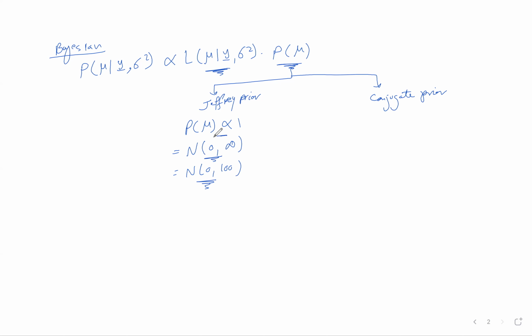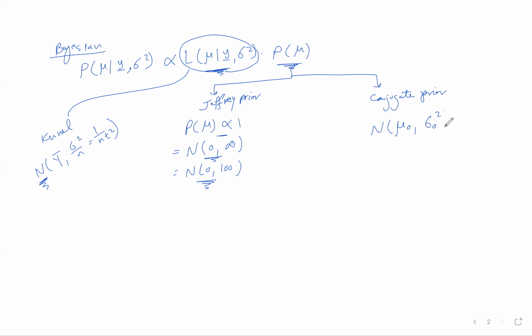What about the conjugate prior? The conjugate prior is the normal distribution, because when we looked at this likelihood, we found it is a kernel of a normal distribution with mean y bar and variance sigma squared divided by n, or in terms of tau, precision is 1 divided by n tau squared. So this is why we decided to work with the normal distribution as a conjugate prior, with some mean mu 0 and some variance sigma 0 squared.